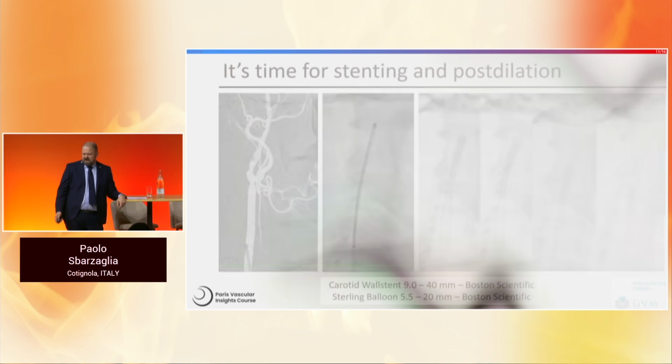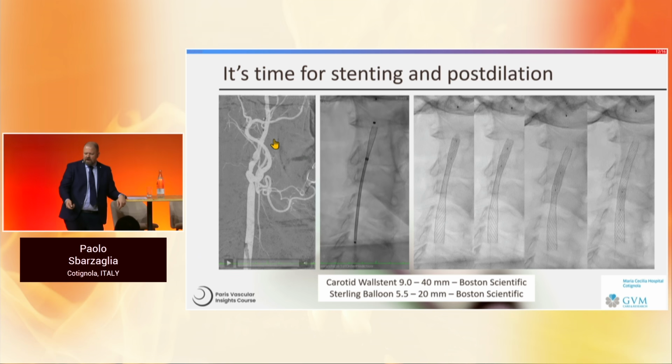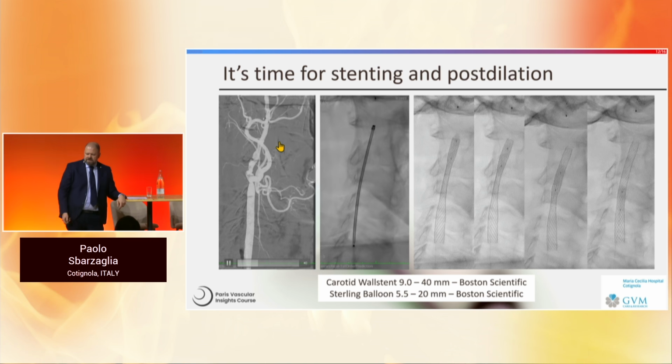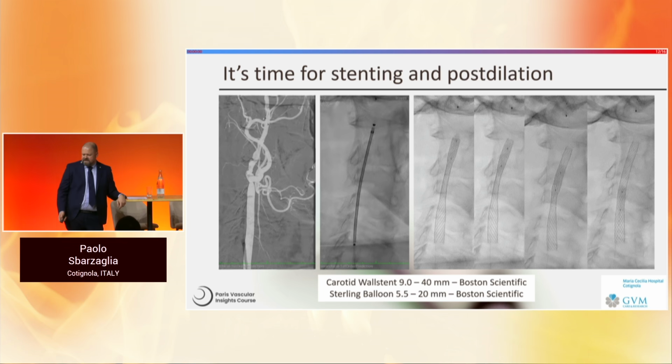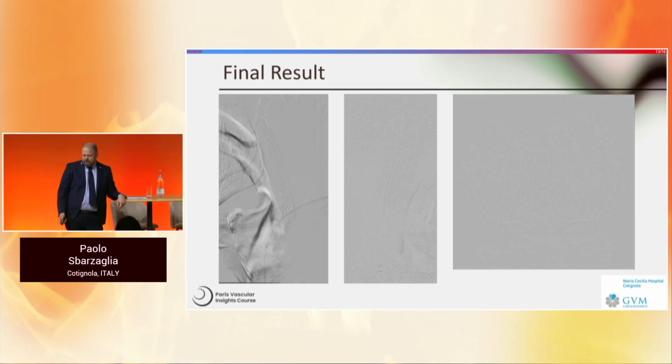We advanced a very long stent, which was a 9 by 40, because the picture showed us that we had a very long dissection going very, very up in the internal. So we decided to stay very high, and then we made a post-dilation with this 5.5 balloon along the whole length of the stent.